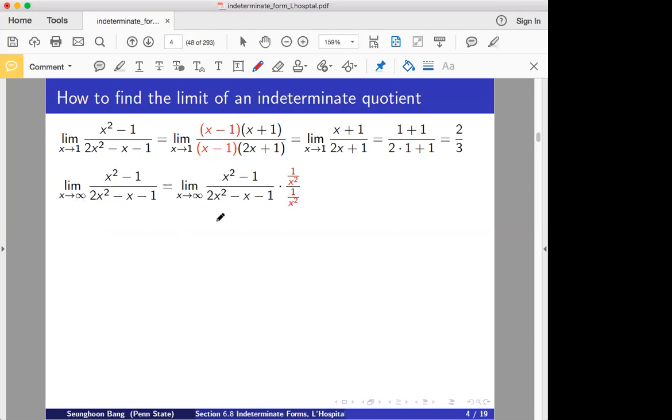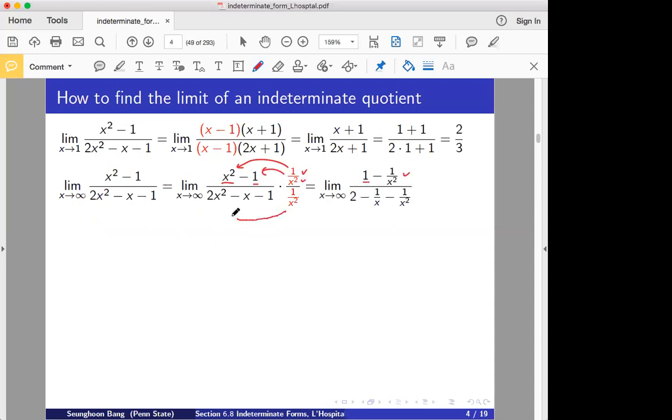This is the idea. Next, distribute 1 over x squared. So x squared times 1 over x squared is 1. Negative 1 times 1 over x squared is minus 1 over x squared.